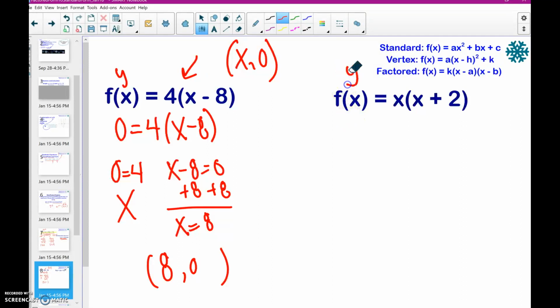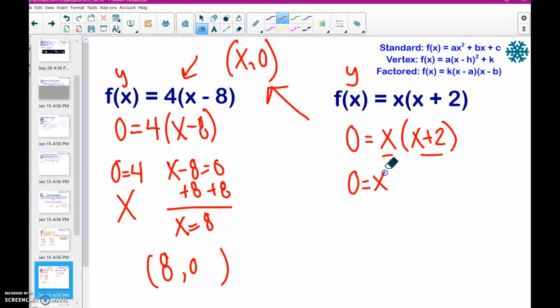Again, we're going to set my y value equal to 0, because that's how I find my x-intercepts. So I have 0 equals x times x plus 2. Let's take both factors and set them equal to 0. I have 0 equals x and 0 equals x plus 2. With this one, that's great. I have no solving to do. 0 equals x, so x must be 0. So I know that one of my x-intercepts is 0 comma 0.